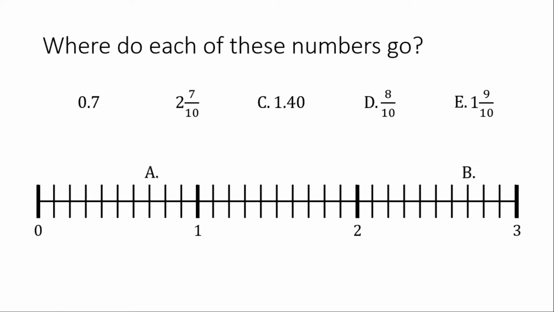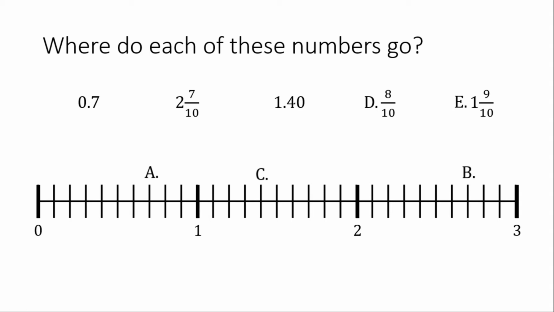What about C? C is 1 40/100. 1 40/100 is the same thing as 1 4/10. So where would 1 4/10 go? We're going to start at 1, and then we're going to add 4/10. 1, 2, 3, 4. So that's where C would go.